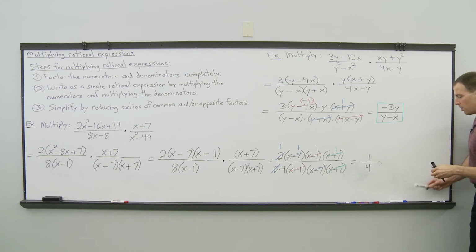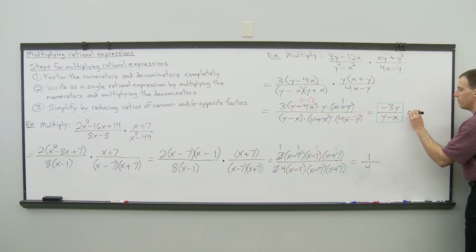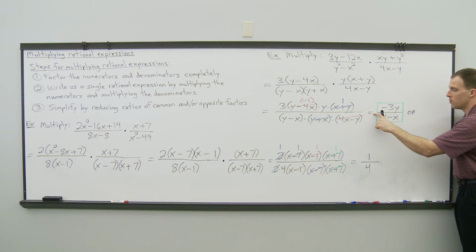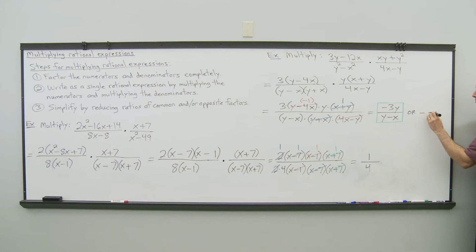And there's other ways that it could be written. So a negative sign in a result can be placed out in front of the fraction, or with the denominator, or with the numerator. So some folks would write it like this, the negative of 3y over y minus x. This is also an acceptable simplified result.